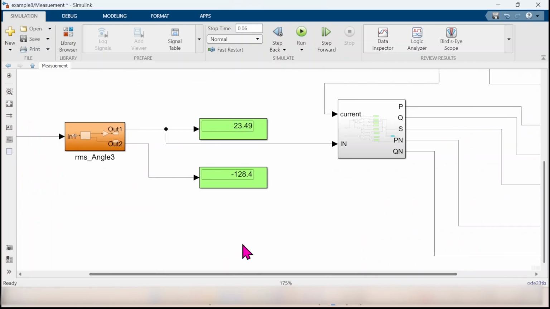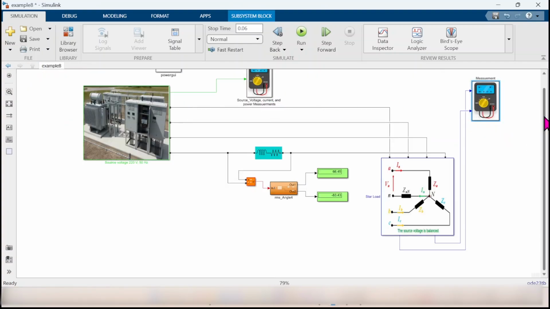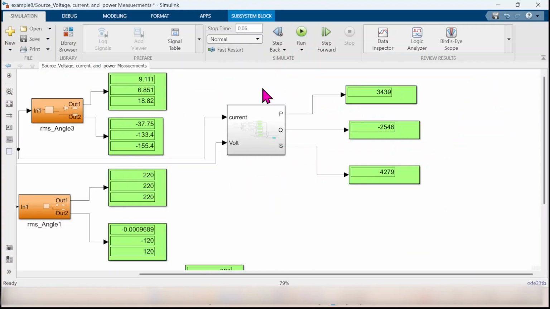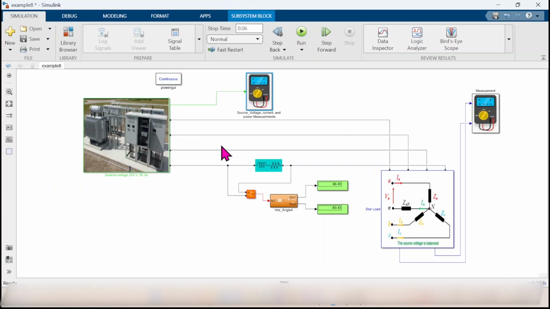Let's look here for the neutral current. We have the neutral current 23.5 angle minus 128.4 ampere. So what about the source? If we look for the source, we have the total power of the source, the power from the phases plus the power from the feeder, 3.4 kilowatt minus 2.55 kilovar and 4.3 kilovolt ampere. The current from the source matches the current in the load because we have a star connected load. So line current equals phase current. Let's return back to our slides.